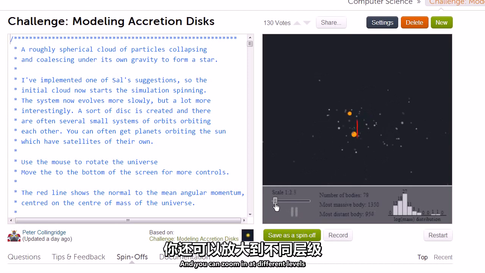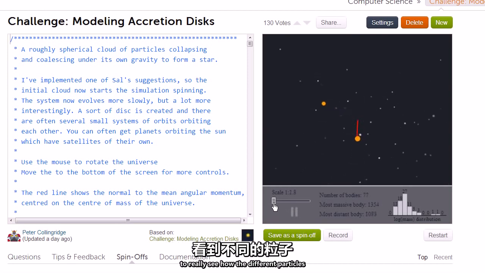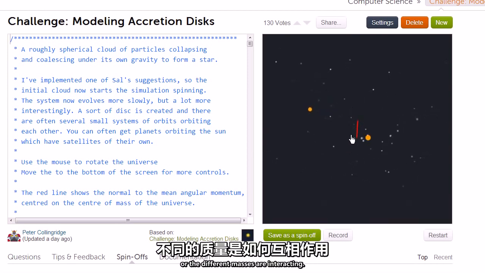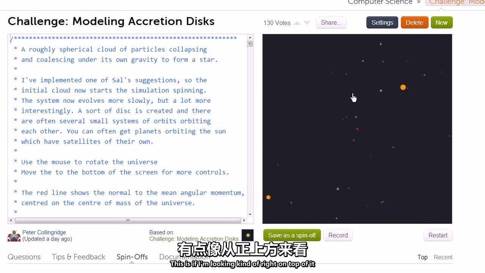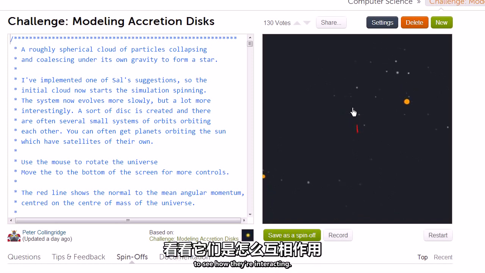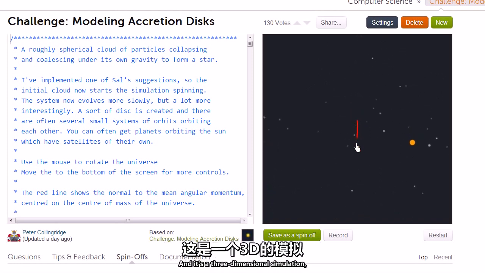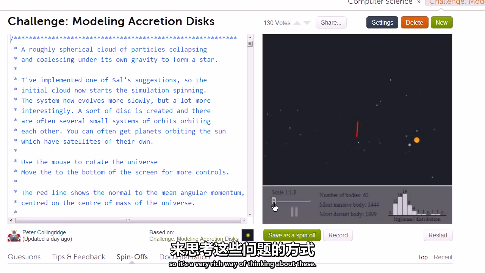And you can zoom in at different levels to really see how the different particles or the different masses are interacting. And then you can actually rotate that to see a little bit clearer. This is if I'm looking kind of right on top of it to see how they're interacting. And it's a three-dimensional simulation, so it's a very rich way of thinking about these.